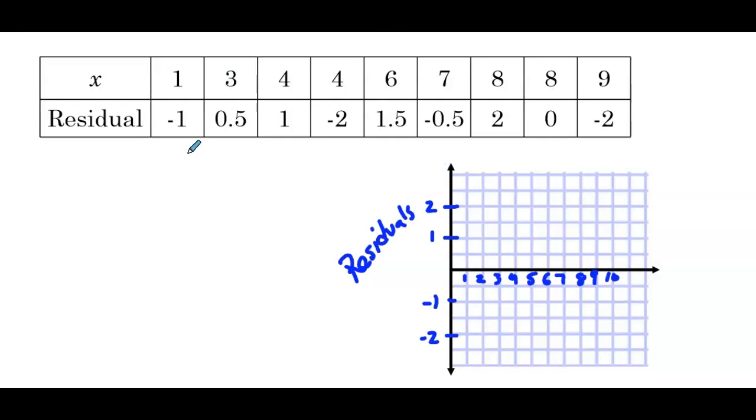Okay, so now we can plot each point. So the x value stays the same, and now the residual value is the y. So 1, -1, 3.5, 4, 1, 4, -2, 6, 1.5, 7, -0.5, 8, 2, 8, 0, 9, -2.